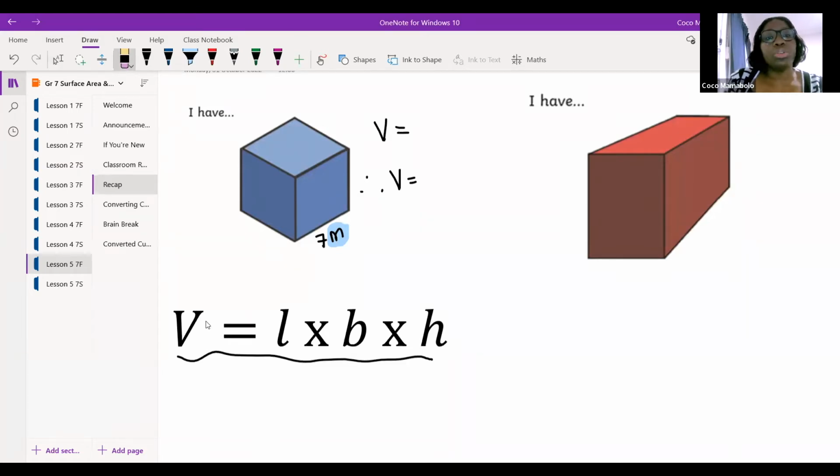Excellent, so there we go. We need to make sure that we're calculating this side and that side. All three sides.